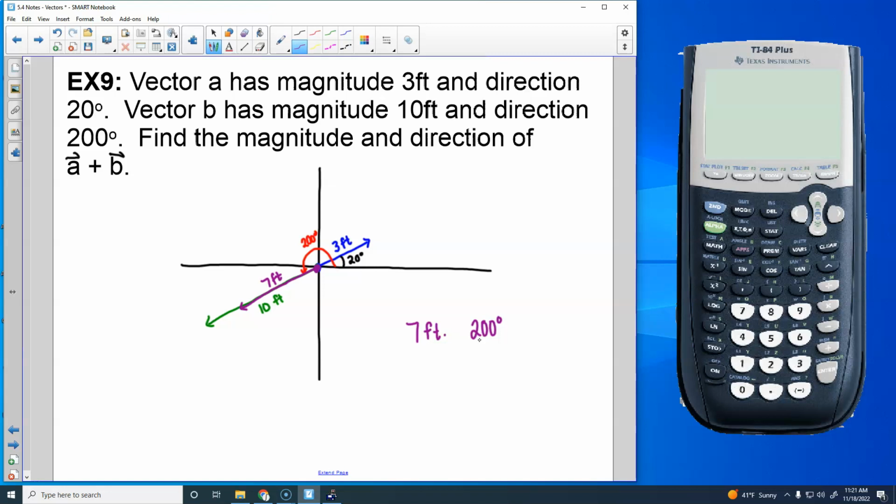So if you ever have vectors that are opposite each other, 180 degrees from each other, you just subtract them and it's going to go the direction of the bigger, right? Like tug of war. If we put Emma and Lucian in a tug of war match, they will both pull on the rope with equal forces.